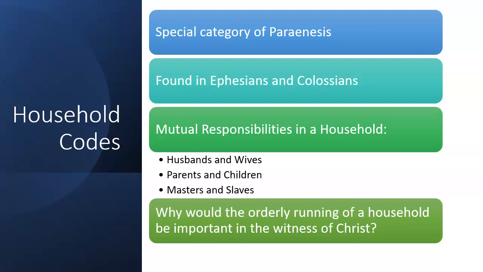So the household codes come along and they are mutual responsibilities. So you'll have the responsibilities of a husband balanced with the responsibilities of a wife. You have the responsibility of parents to their children and the responsibility of children to obey their parents. Then you'll have the responsibility of masters, those houses that have servants, employees, or most probably slaves, how they ought to treat their slaves and how those slaves ought to treat their masters for the sake of the gospel cause.